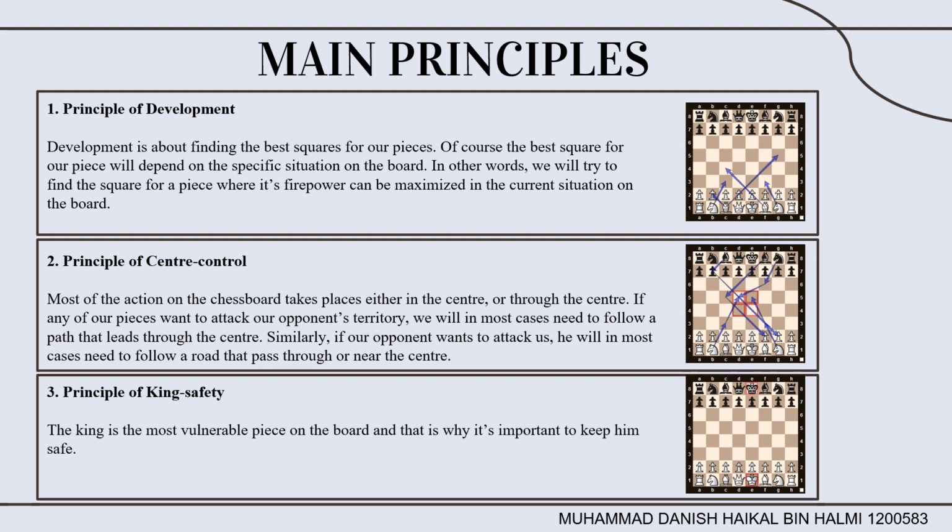And second is the principle of center control. Most of the action on the chessboard takes place either in the center or through the center. If any of our pieces want to attack our opponent's territory, we will in most cases need to follow a path that leads through the center. Similarly, if our opponent wants to attack us, he will in most cases need to follow a road that passes through or near the center.